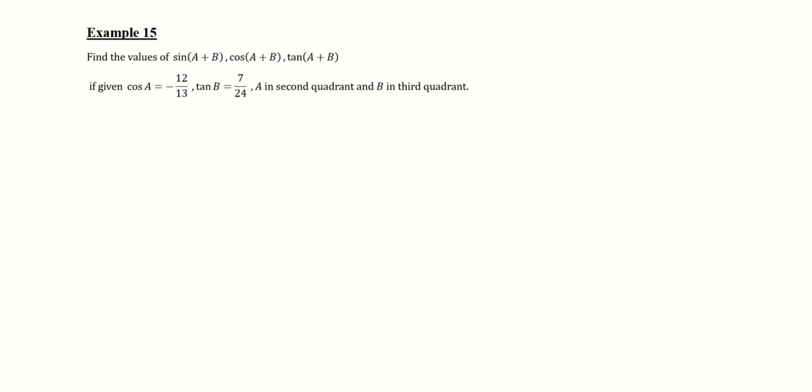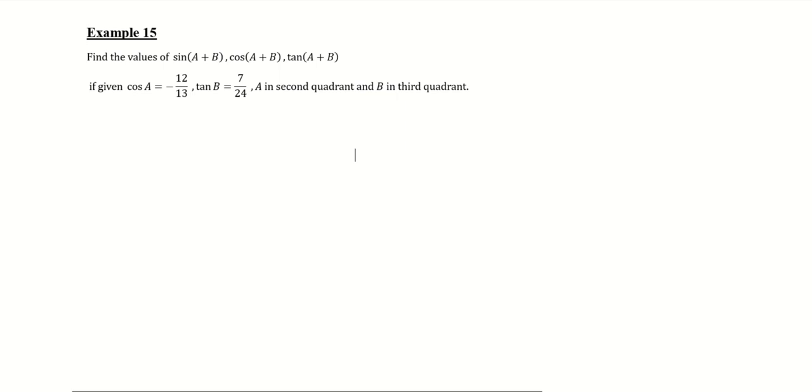Okay, example 15. Find the value of sine A plus B, cos A plus B, and tangent A plus B, if given cos A is negative 12 over 13, and tangent B is negative 7 over 24. A is in the second quadrant, and B is in the third quadrant.